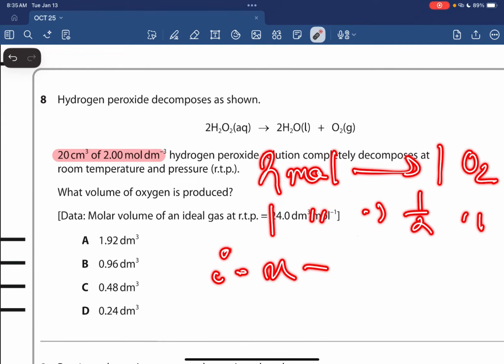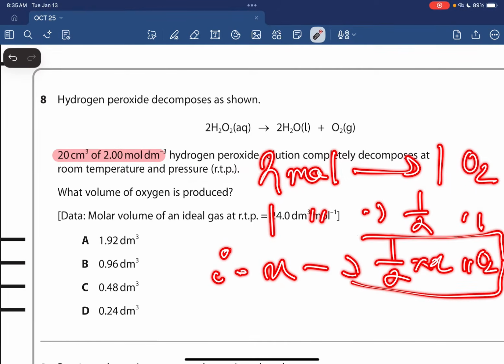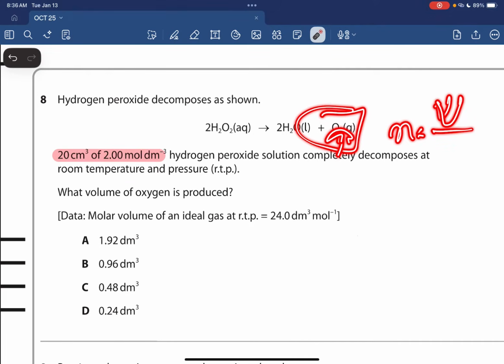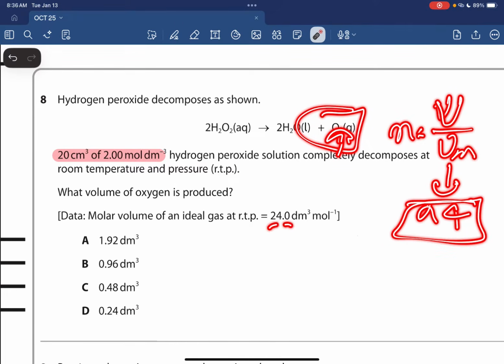Therefore, X mole would be forming 1 by 2 times X mole of oxygen. So this should be the mole of oxygen. And once you have the mole of oxygen, and this is a gas, what you could do is number of moles equals volume by molar volume. This is 24, they have given in the question. You know the number of moles, you make volume the subject and multiply these two to figure out the answer.